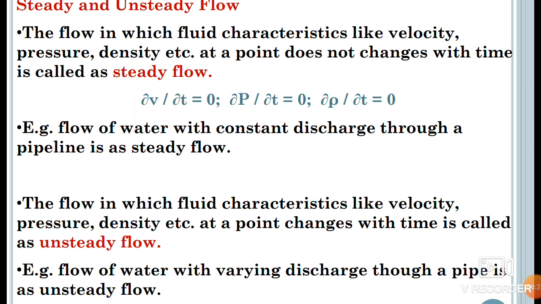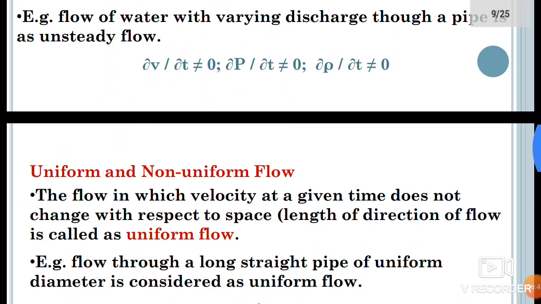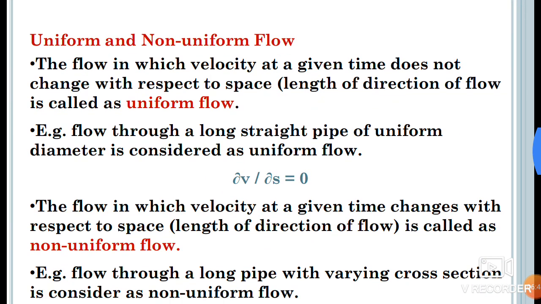And in case of unsteady flow, vice versa, because its properties like velocity, pressure and density will change with respect to time. That is ∂v/∂t ≠ 0, ∂p/∂t ≠ 0, and ∂ρ/∂t ≠ 0. So this is the case of steady and unsteady flow.